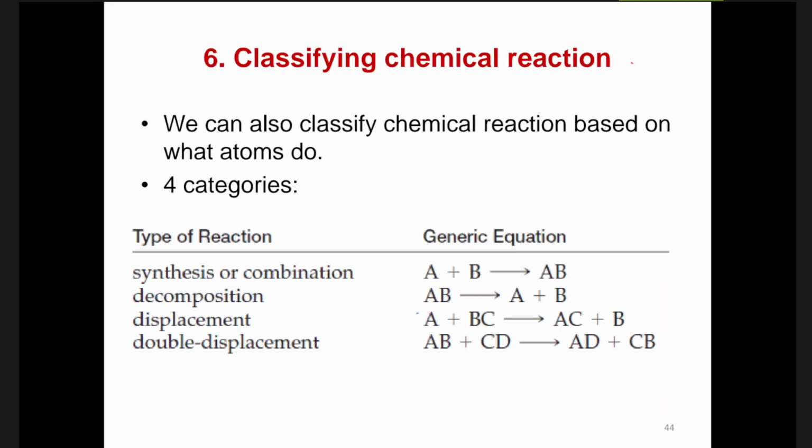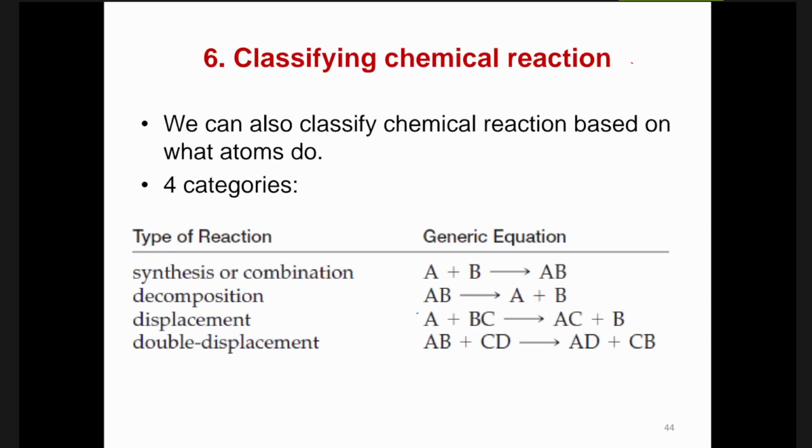So we can go to another classification of chemical reactions. We talk about the 4 categories. The first one, synthesis or combination. That means you have two components combined together to make a product. You talk about decomposition, that is the inverse of the combination. That means you take one compound and decompose it into two components. You talk about displacement. So the compound A or element A will take the place of B to make the product AC and release the B.